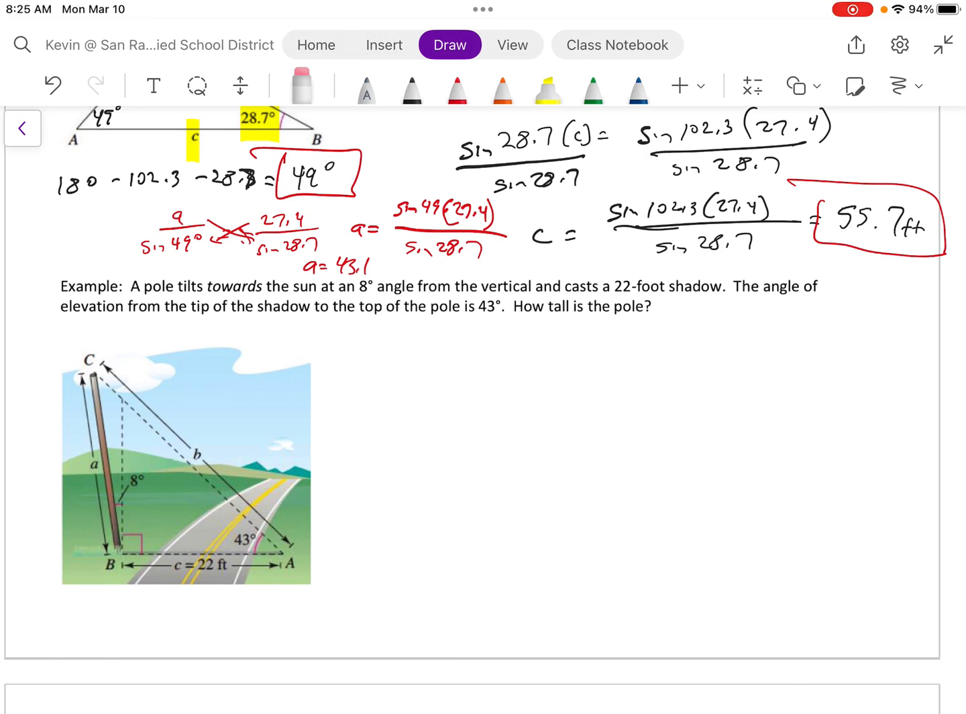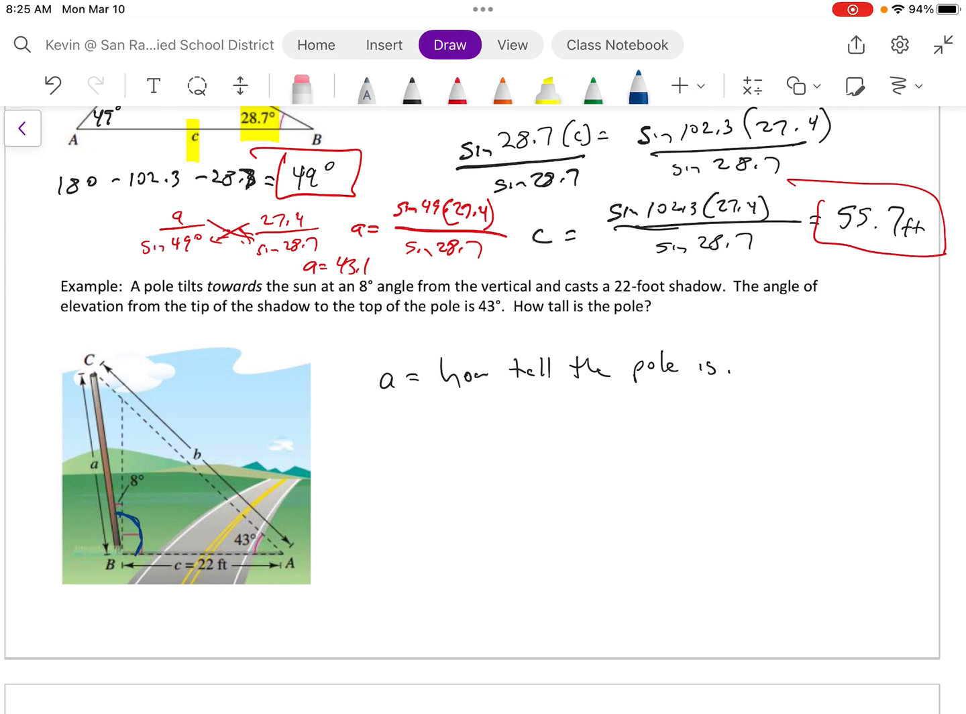A pole tilts towards the sun at 8 degrees. And it casts a 22-foot shadow. The angle of elevation to the tip of the shadow from the pole is 43. How tall is the pole? So you want to know what the length of A is. A equals how tall the pole is. That's what we want to find.